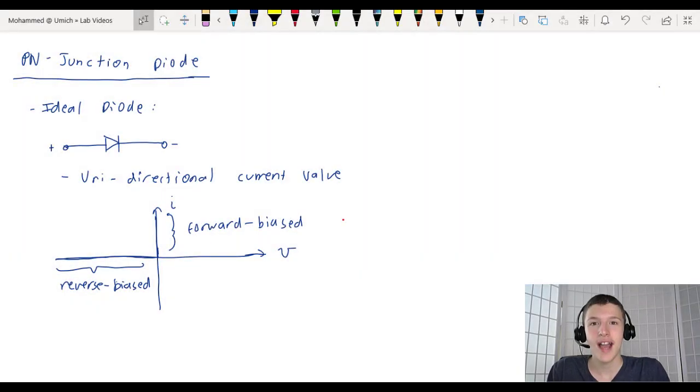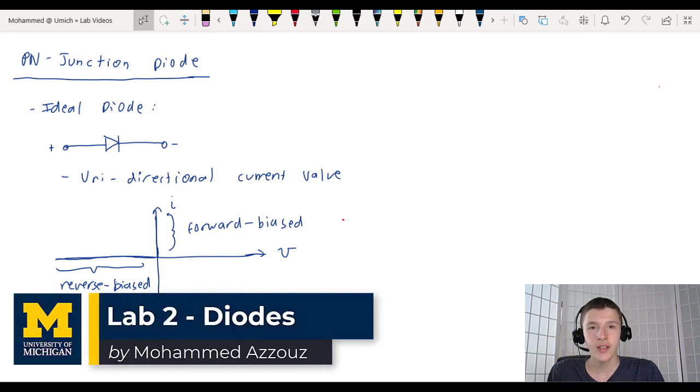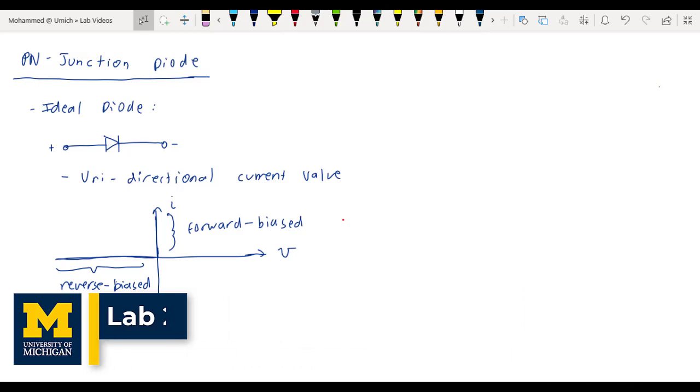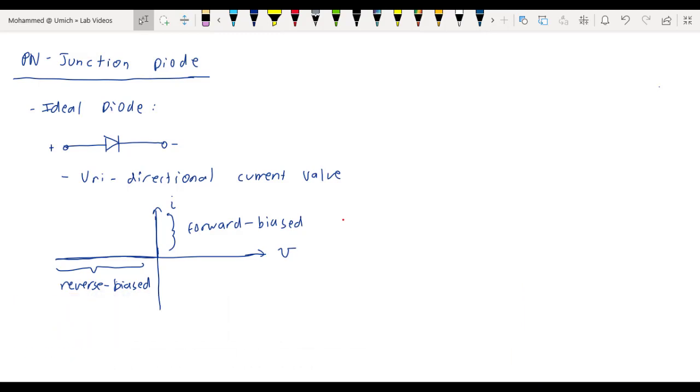Hi, and welcome back. In this video, we're going to take a short digression from the main course material to discuss a very important nonlinear circuit component known as the diode. An ideal diode is considered to be the most fundamental nonlinear circuit component, and it is a two-terminal device that looks like this. You have the positive terminal, this is the symbol for the diode, and then a negative terminal.